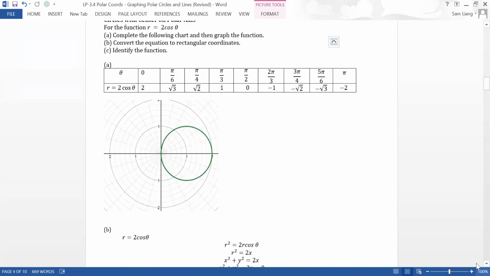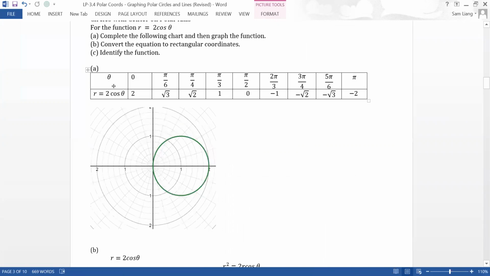Here's your chart. 0 to pi, and then you plug these angles into this function. You're going to get 2, square root of 3, square root of 2, 1, 0, -1, negative root 2, negative root 3, -2. For now, just copy down this table in your notes, or if you have the classwork worksheet, you can write it on there.